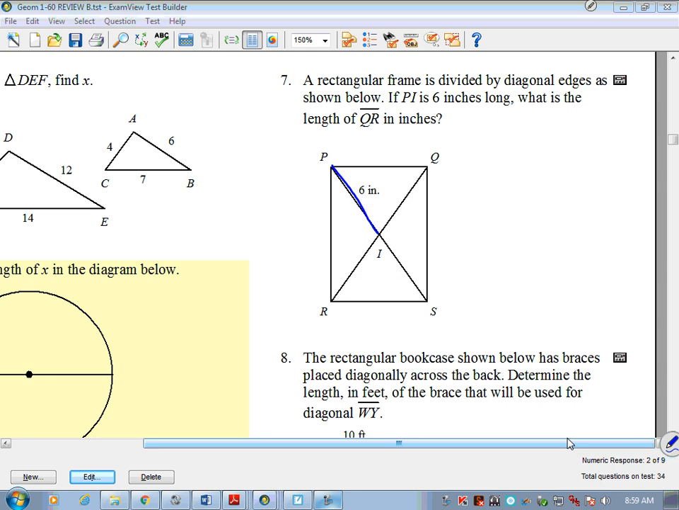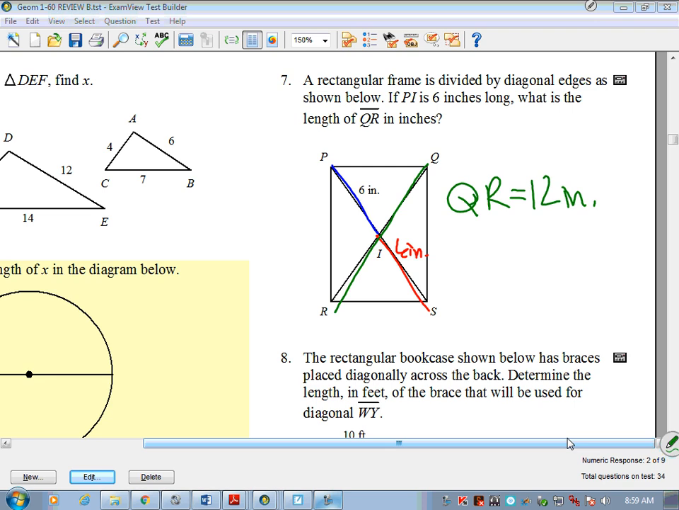Well, what you need to know here is that in a rectangle, the diagonals are congruent. The other thing that you need to know is that a rectangle is a parallelogram, and in a parallelogram, diagonals bisect. So, if I know that in a parallelogram diagonals bisect, then I know that IS is also 6 inches, and 6 plus 6 is 12. Therefore, QR, because in a rectangle, diagonals are congruent, equals 12 inches.